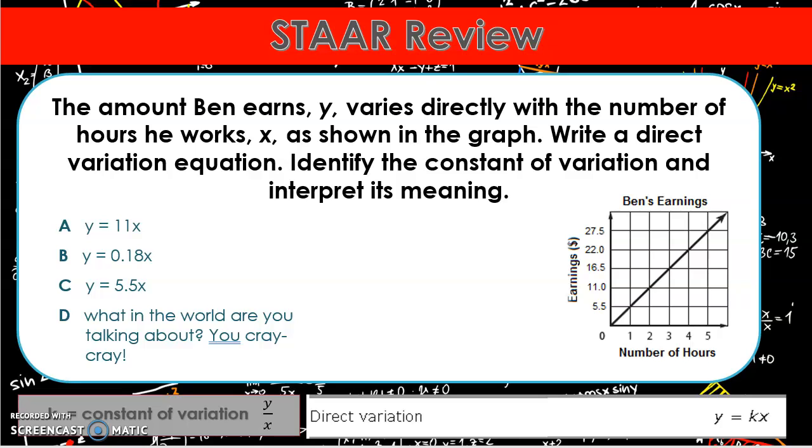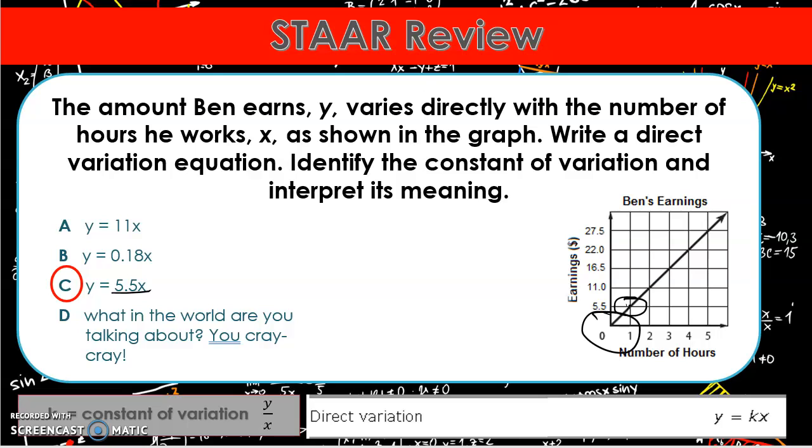All right, you should have pushed pause and now push play, and you're waiting for your answer on the next slide. And it is C, and that is correct. So our answer is C. It is because this is our slope right here. We have 1 hour is $5.50. So that is our slope. There is no y-intercept because it goes through 0, 0.